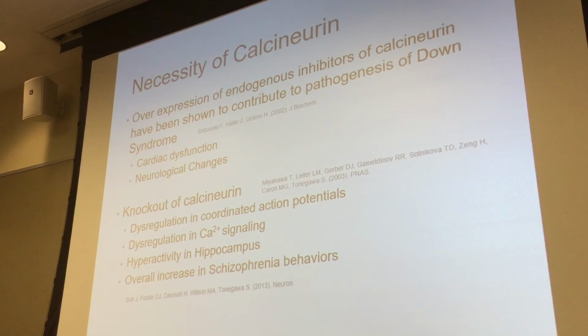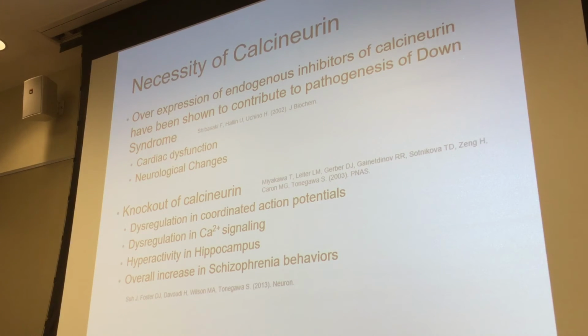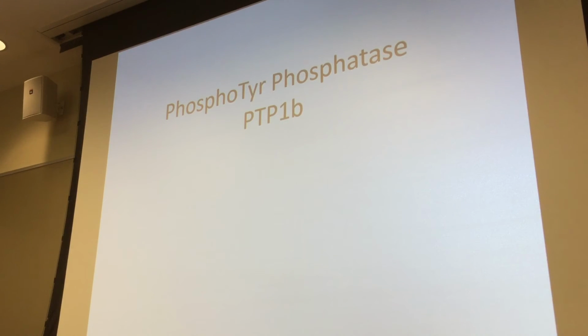So if we don't have calcineurin, and we can study this in knockout animals, we see that we have a dysregulation of our action potentials, dysregulation in our calcium signaling. We have effects that are occurring in the hippocampus, and it's been associated with schizophrenia. In other parts of the body, calcium regulation through this calcineurin can ultimately affect the way cardiac function is taking place. So we have diseases that the disruption of calcineurin can be involved in.